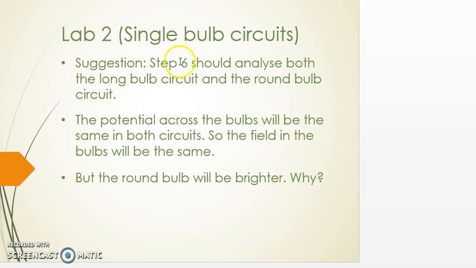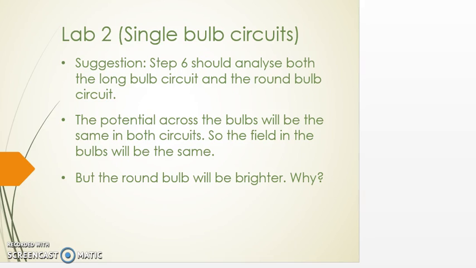So that's my suggestion. Step 6 should analyze both a single bulb circuit with a long bulb and a round bulb circuit as single bulbs in the circuit. Do that first. Go through all the questions and in particular address the brightness. I know that's an energy story, it's not so much the field story, although it's obviously involved, but I think that it's such an obvious difference that the students really need to be clear about why that is happening.